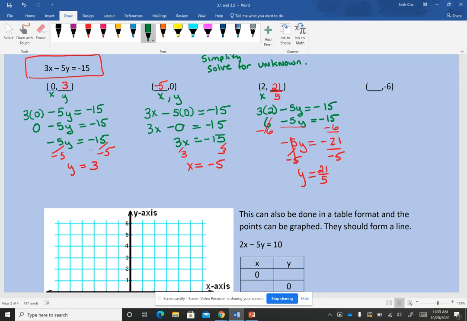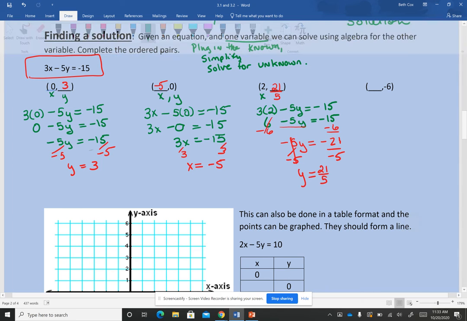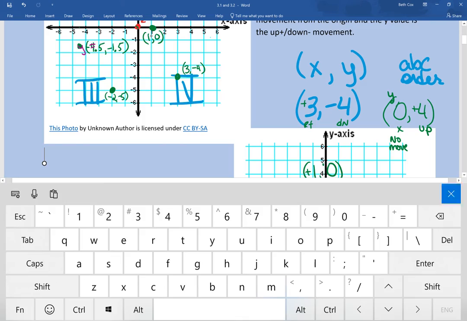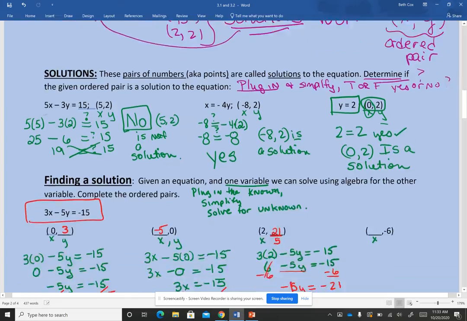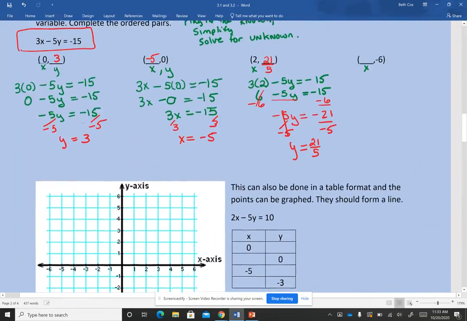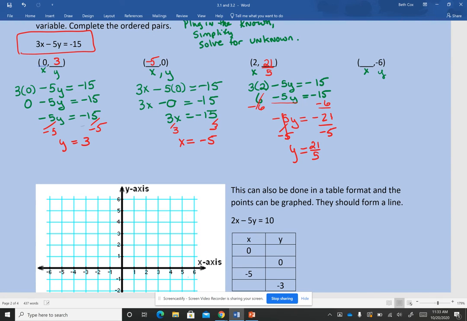Stop the video, you try it, and then turn the video back on and see if you got it right. The x I don't know, and the y is negative 6. So 3x, because I don't know x, minus 5 times negative 6 is going to be equal to negative 15, right? Simplify it. So that's going to be 3x plus 30. Negative times a negative is a positive.